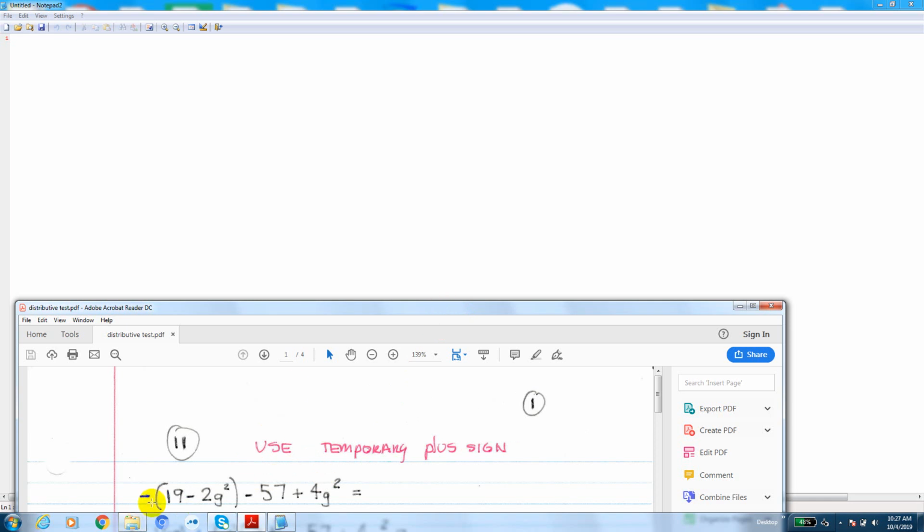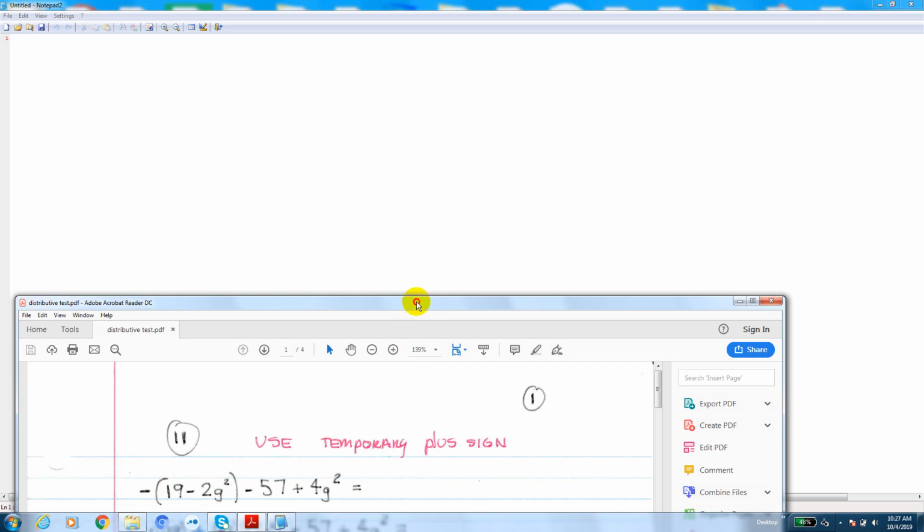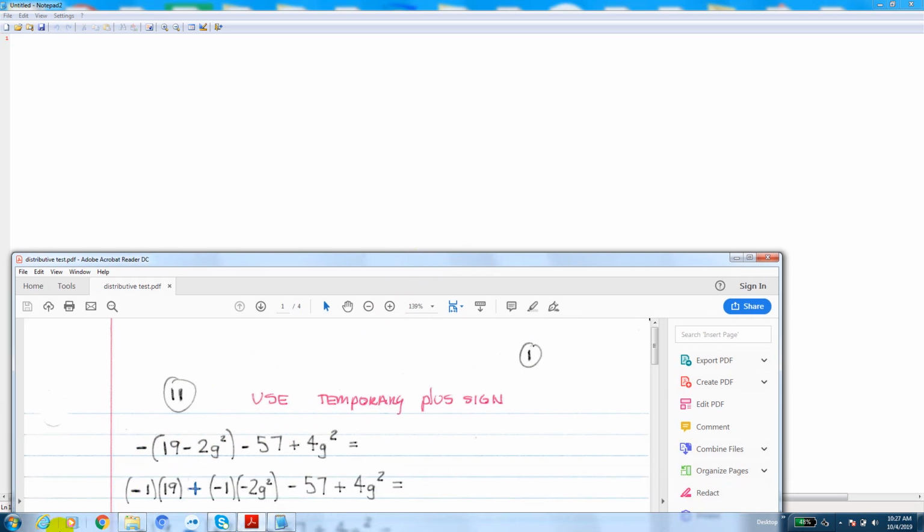So here we have a problem, negative, and then in parentheses this stuff. So the first step is to distribute the negative 1. There's an implied negative 1 right there. See that little negative sign? That's an implied negative 1. So you do negative 1 times 19.